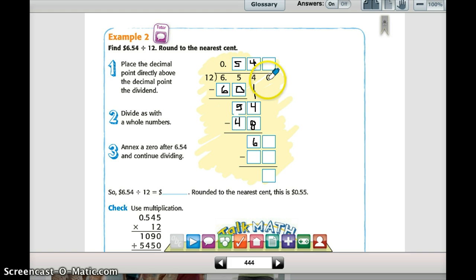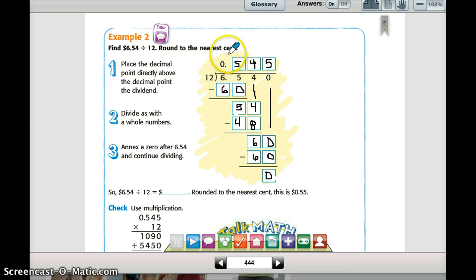We're going to annex a 0, put one on the end, because as you guys know, putting zeros on the end of decimals doesn't change the amount of decimal. It's still 6 and 54 hundredths. So now I can bring this 0 down. And I know 12 can go into 60 5 times exactly, which gives me 60. And 60 minus 60 is 0. So our answer is 0 and 545 thousandths.